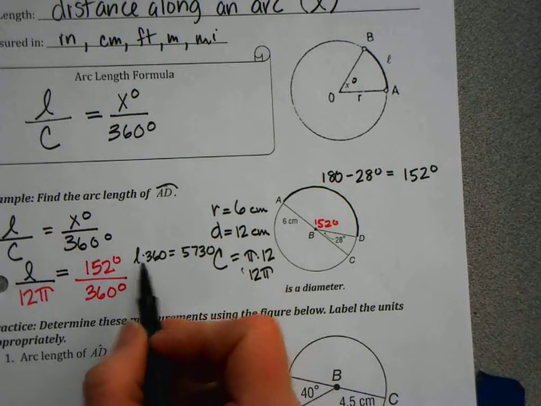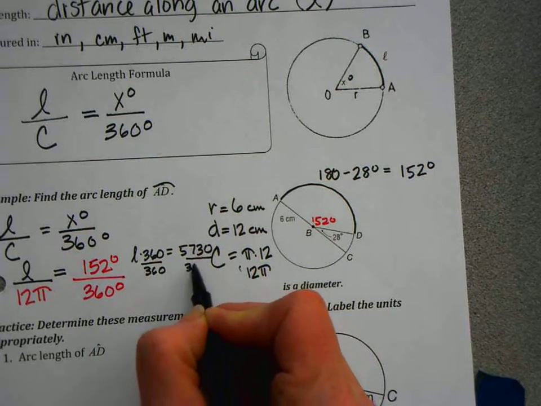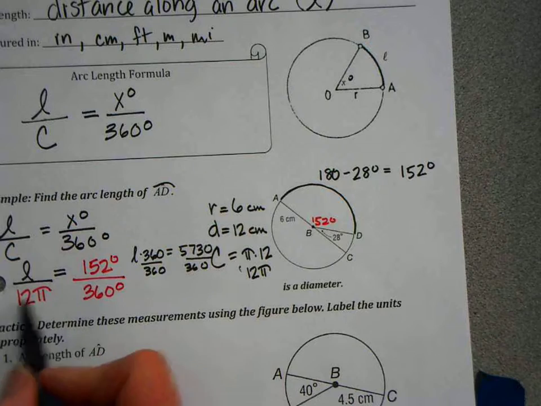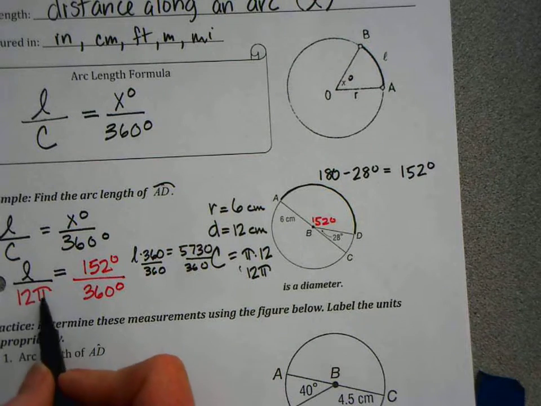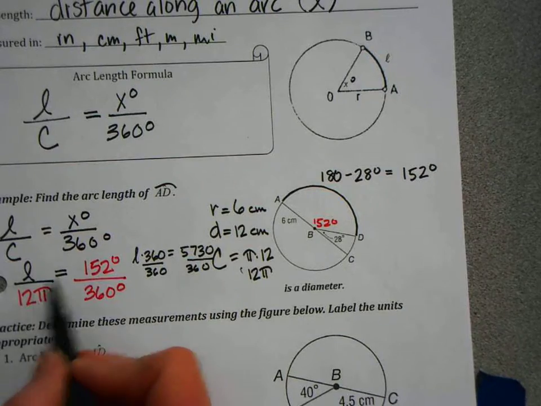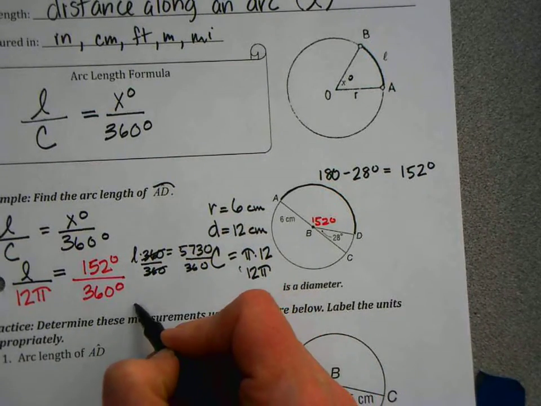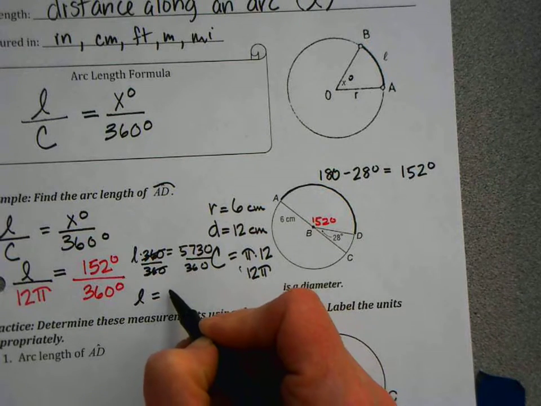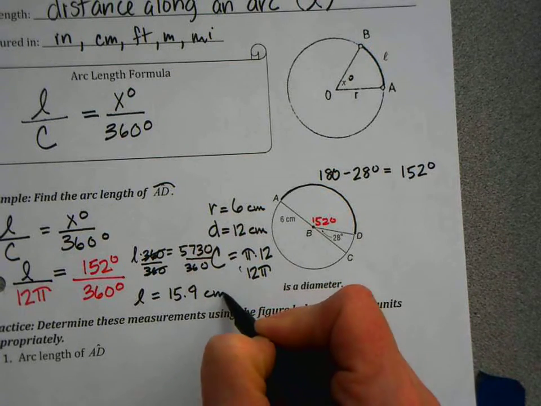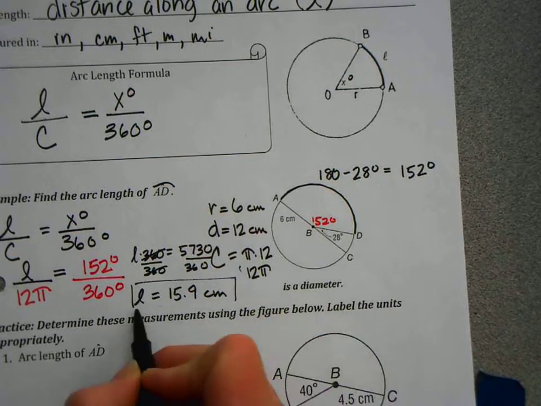And now I'm going to solve for L. I'm going to divide both sides by 360. By the way, when I multiplied this, I just used a calculator, and it's just one number. This is 3.14 times 12 times 152. Now these cancel, and I get L equals 17.9 centimeters when I do this on my calculator. All right. Let's do it again.